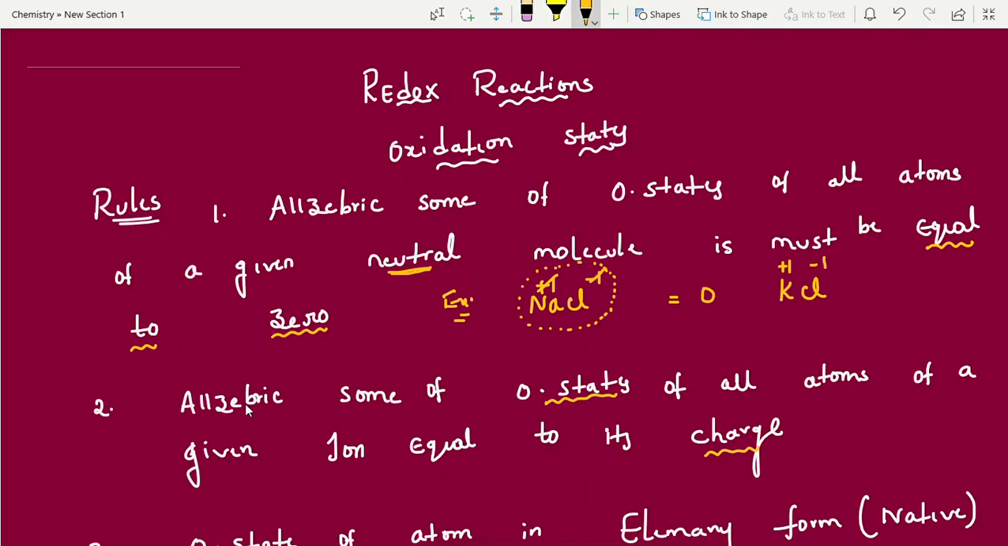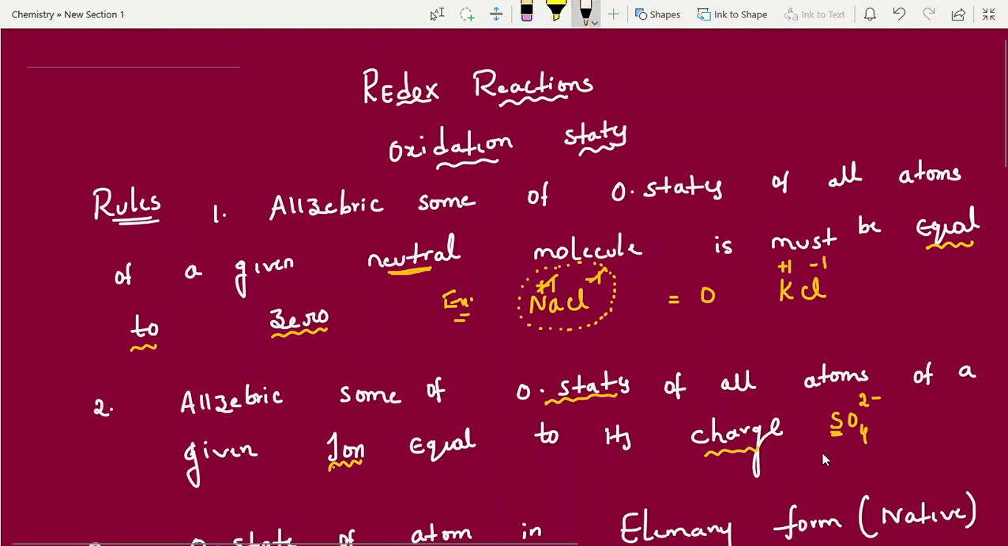Now, rule 2. The algebraic sum of oxidation states of all atoms of a given ion is equal to its charge. Look into this, students. The most important example I'll give you after completion of the rules, but to understand each rule, I'm giving one example. Suppose you take an example like SO4 2-. You are going to calculate sulfur. They will underline one element, and that element's oxidation state we have to find out.